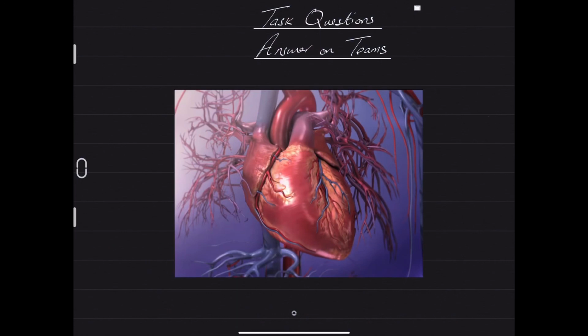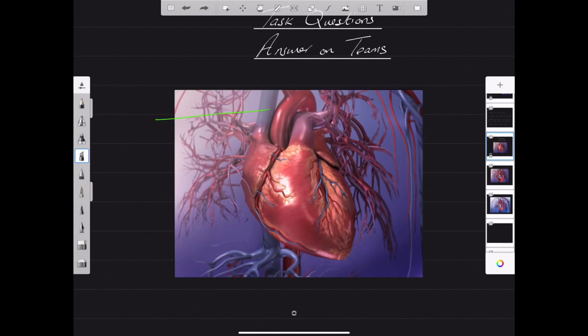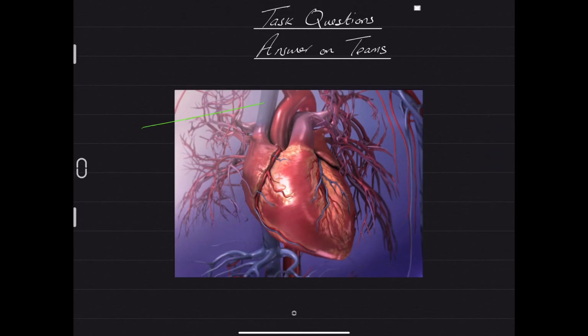These task questions I want you to answer on Teams. I'll put a label on these diagrams with a corresponding number or letter, and I want you to answer with the corresponding number or letter on Teams that refers to the label. For example, here we'll say this is 4B. Okay, 4B, what is 4B? Okay, next one.